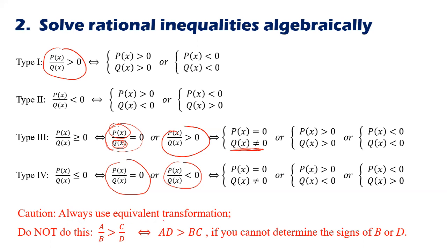Always use equivalent transformation. You could never enlarge or reduce the domain, okay? For example, usually you cannot do this: a over b greater than c over d. Do not just use the multiplication without considering the signs in front of the b and d, right? Because if you cannot determine the signs of b or d, you don't know if you need to change the direction of the inequality symbol here. Understand? Okay, so let's have a look at an example.